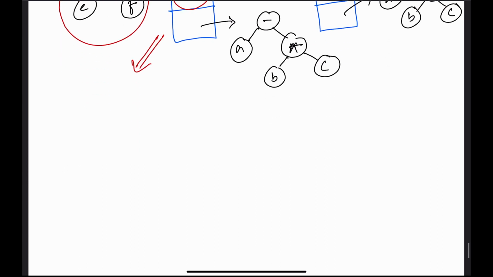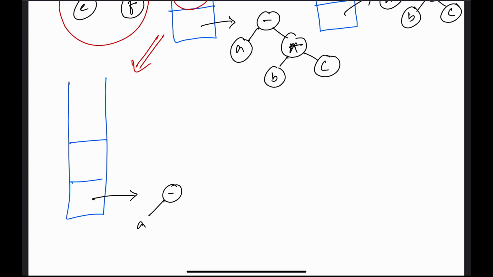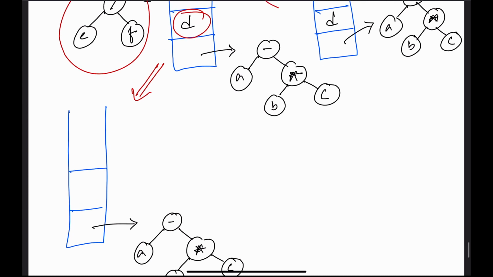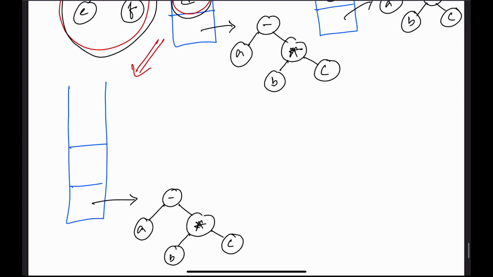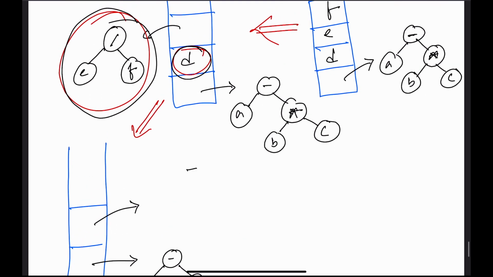Okay, so let's see. The first part will be minus a, asterisk b and c, and the second part would be this part plus d. So plus, then minus, then e, then f, and then d.